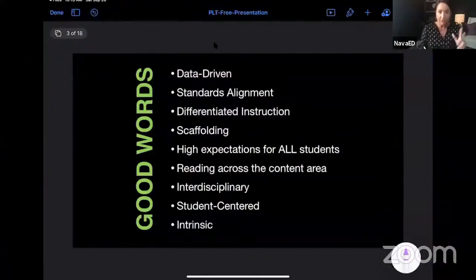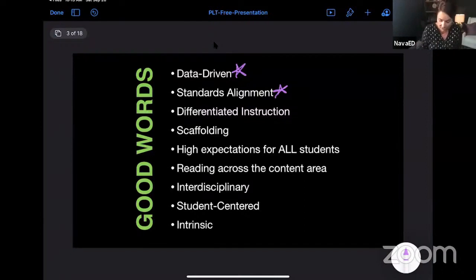All right, so let me go back to my presentation. The first two main good words you want to be focusing on are anything that is data-driven or standards aligned. Data-driven is all about using assessments to drive instruction. You're also going to want to understand your different assessments. The other thing is standards alignment. Every state wants to know that if you're a teacher, you're aligning your instruction to the state standards 100%. So some sort of standards alignment, scope and sequence, that kind of thing is really, really important.